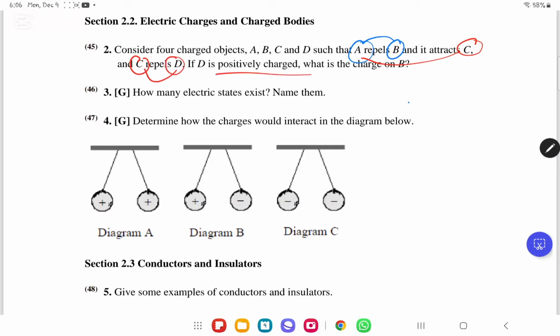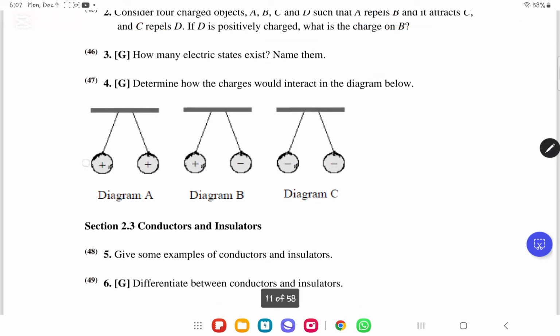If D is positively charged, that means C is positively charged. If C is positively charged, that means A is negatively charged. And if A is negatively charged, that means B is negatively charged. So definitely the charge on B is negative.